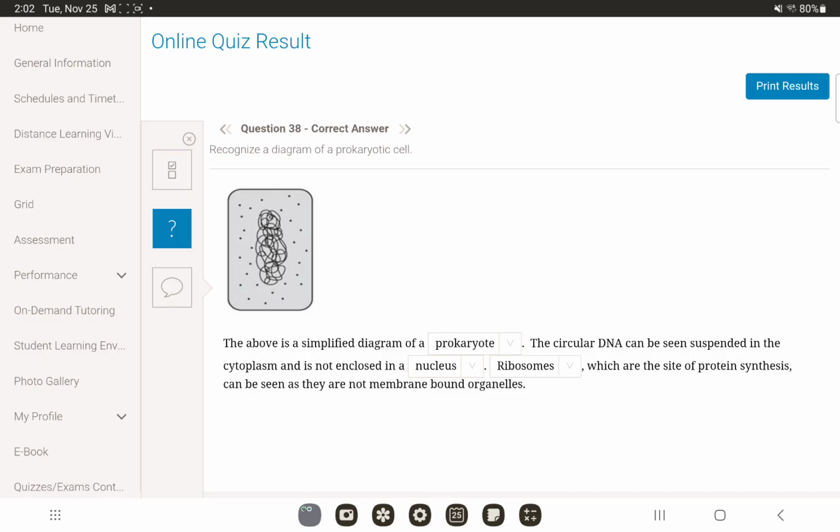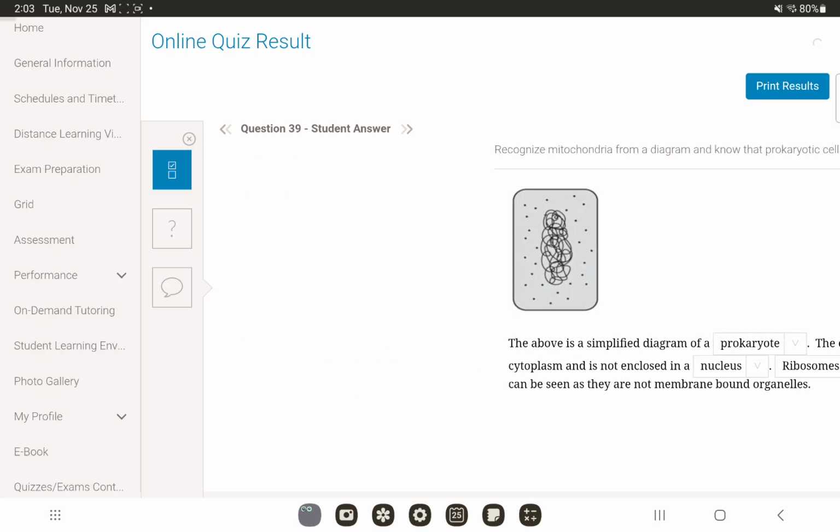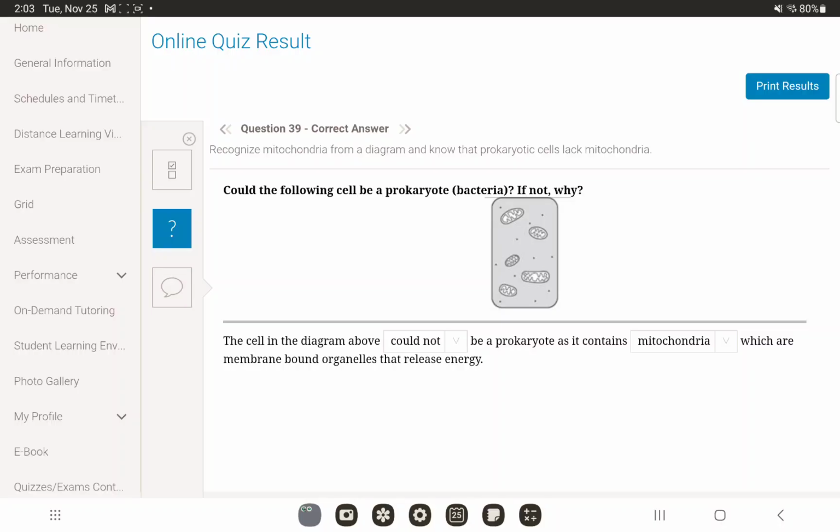But generally speaking, prokaryotic cells don't have a lot of organelles like nuclei and a bunch of others, but they do have ribosomes, and also they don't have membrane-bound organelles, but they do have a cell wall. And apparently they have circular DNA. So those are just a few facts about prokaryotic cells.